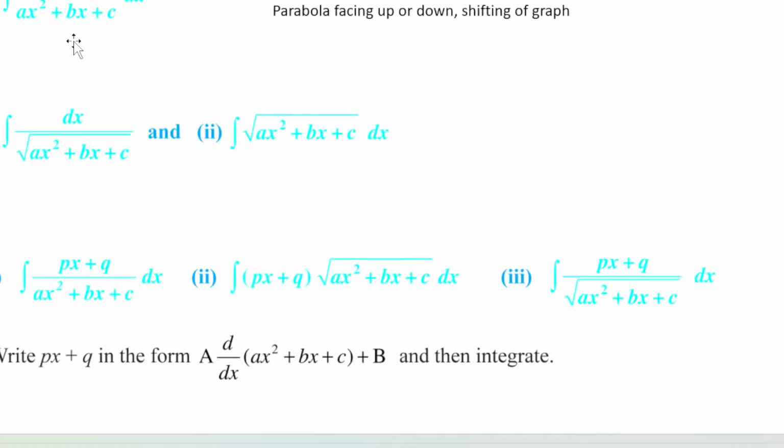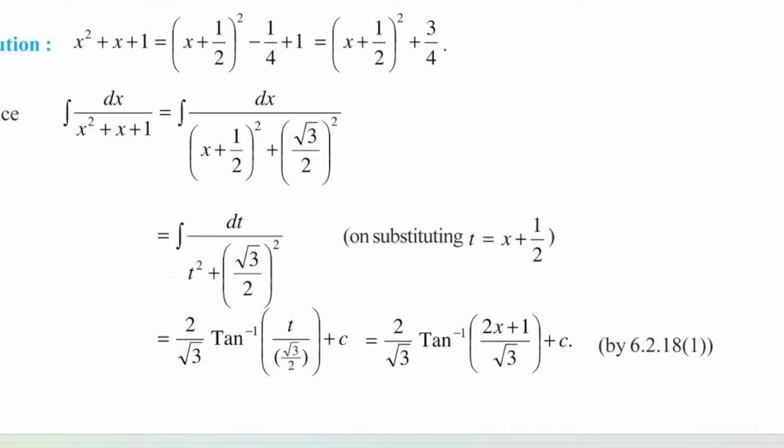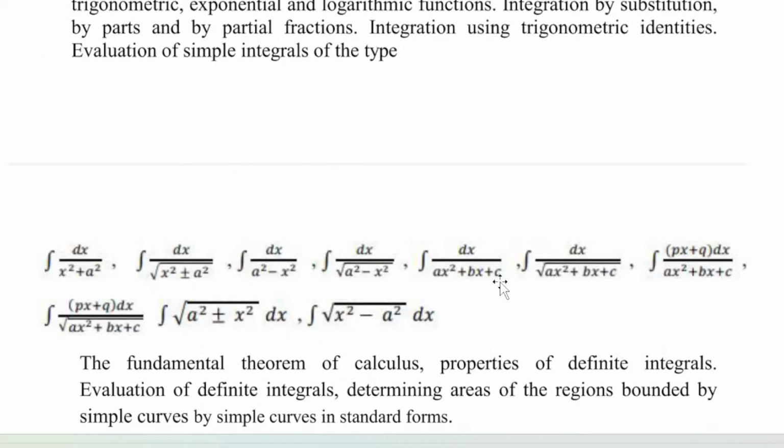Understood. Whenever you are given this form, we will convert this into some square minus some square or some square plus some square, etc. Something like that, right? You can always convert. Either it is some constant square minus some x plus a whole square, or x plus a or x minus a whole square minus some constant square, right? For example, this one we are able to express in this format. Now we'll take x plus half as some t, and then this becomes t square plus this one. This is plain tan inverse t by a, 1 by a tan inverse t by a, right? Understood now? So this one is pretty straightforward.